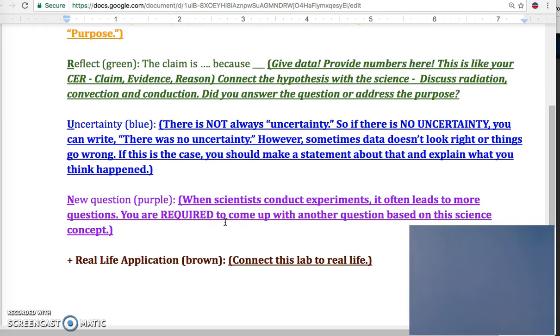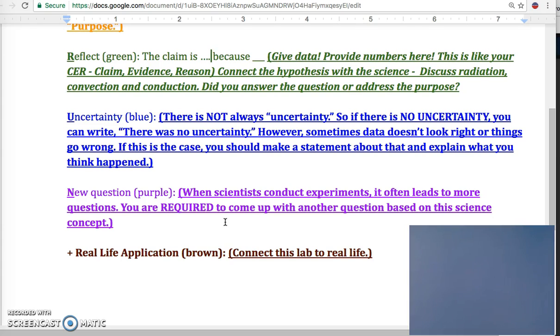And then the last thing is new questions. Science is not like, we've got the answer, great, we're done. It's often like, as we research stuff, it invites more questions and more inquiry. So what I want you to do is come up with some other question based on this that makes you think, maybe I could conduct an experiment about this, or I'm wondering about this. And so this is the required section. So I want you to think about a question or some wonder that you have.